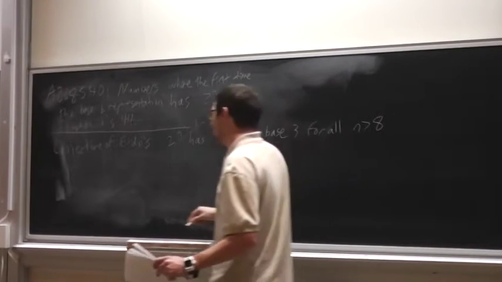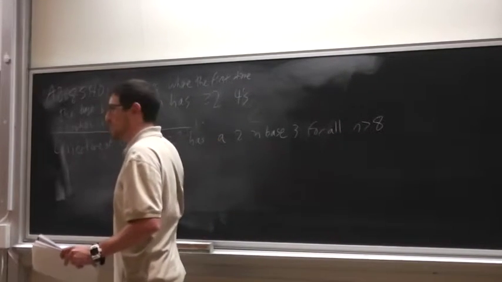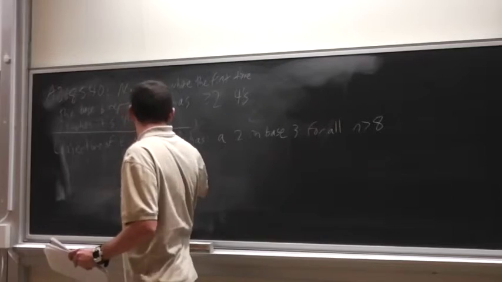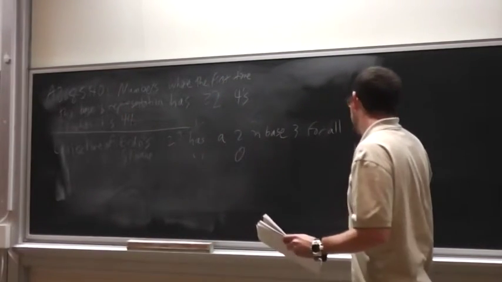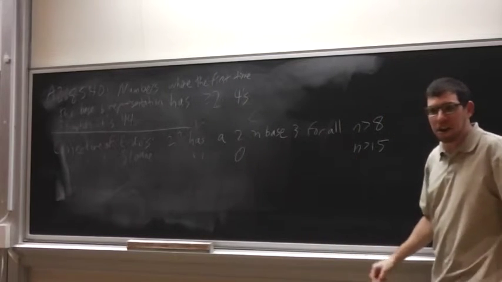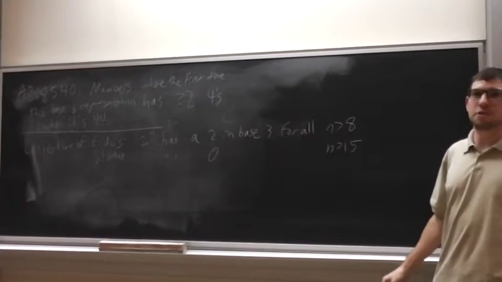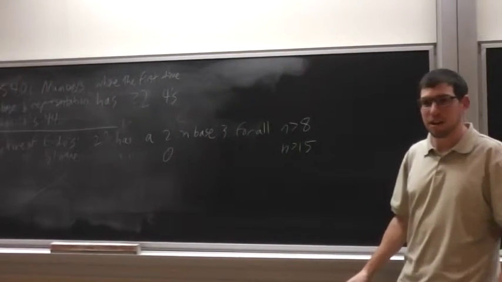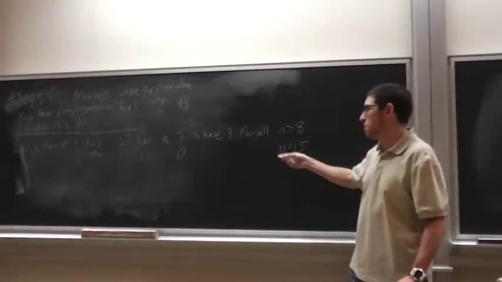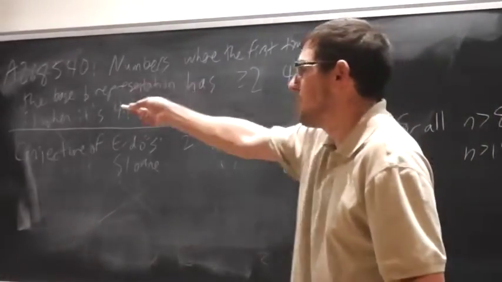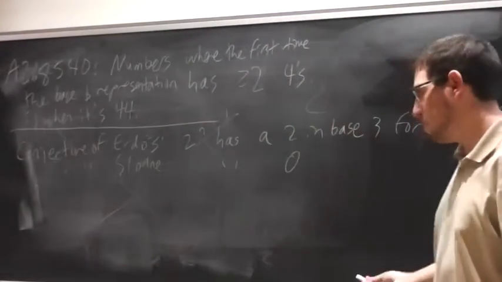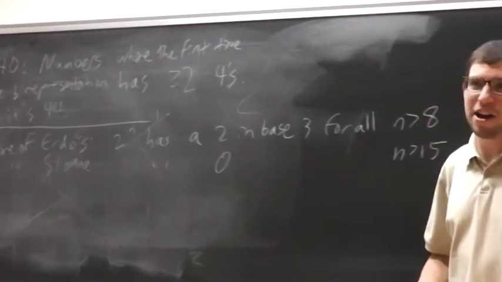And then there's the conjecture of Sloane, where the same thing is true for 0 for all n greater than 15. This one I know is 15, because there's no zeros in 2 to the 15 in base 3. And these have been checked pretty high, and no counterexamples have been found yet. But these feel like they're in the same flavor as these types of questions.